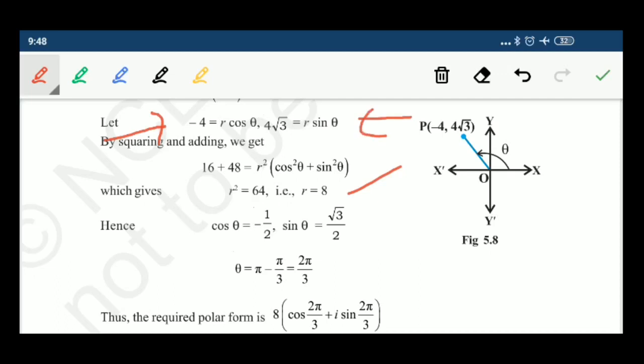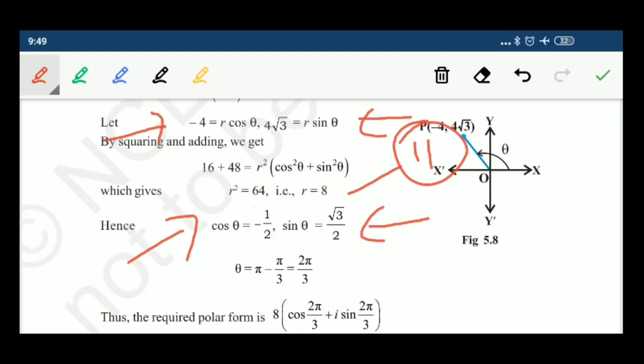From here we will get cos theta is equal to minus 1 by 2 and sin theta is equal to under root 3 by 2. Now it is a very important part. Your value of cos theta is negative and the value of sin theta is positive, and we know that when cos theta is negative and sin theta is positive, it lies in the second quadrant.